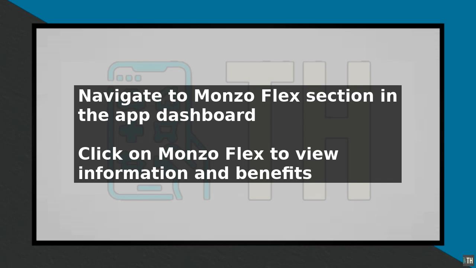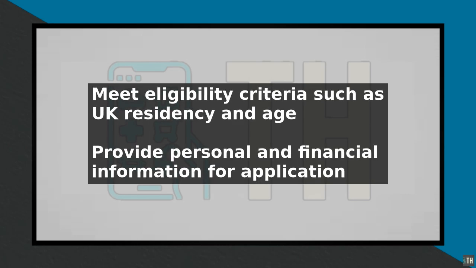The application process typically involves providing some personal and financial information, such as your income, employment status, and credit history. You will also need to agree to the terms and conditions of Monzo Flex. Once you have submitted your application, Monzo will review your information and perform a credit check to determine your eligibility for the feature. This process is usually quick and you will receive a decision immediately.